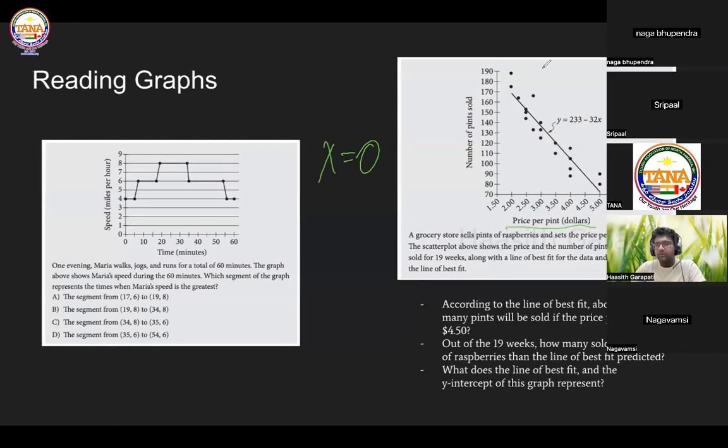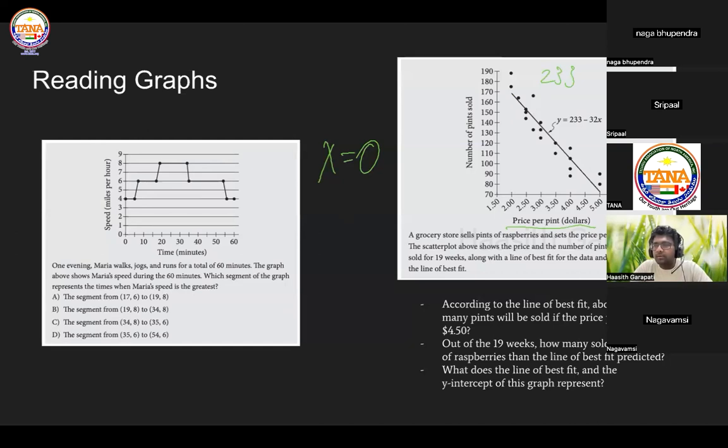Well, if you solve the equation, it's going to be 233. So you're telling me that if the raspberries are free, we're going to sell 233 pints of raspberries? Okay, well, that doesn't make much sense now, would it? Because if they're free, then you might sell a whole lot more than 233. So that's what the question is asking. When they ask for an interpretation, they ask, what does it mean? And then you're going to have to follow up sometimes with, does this make sense?